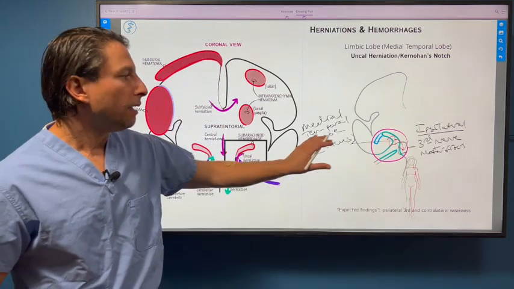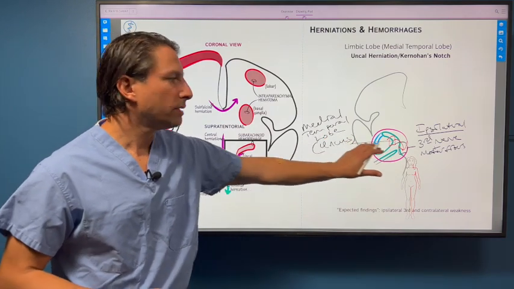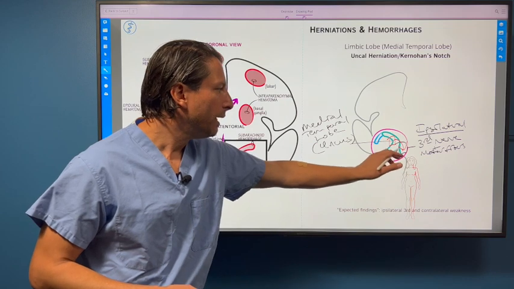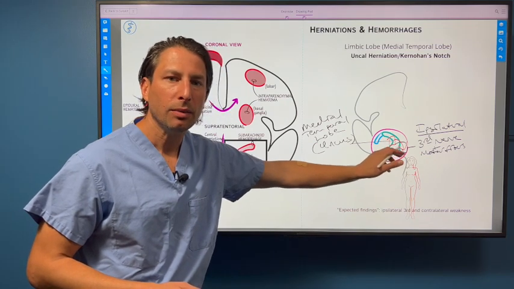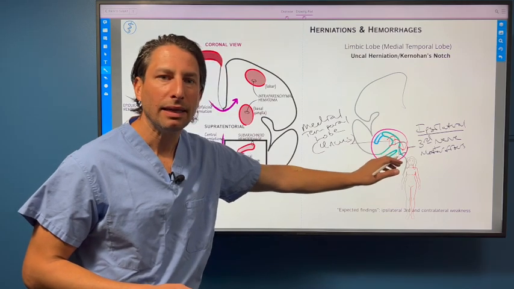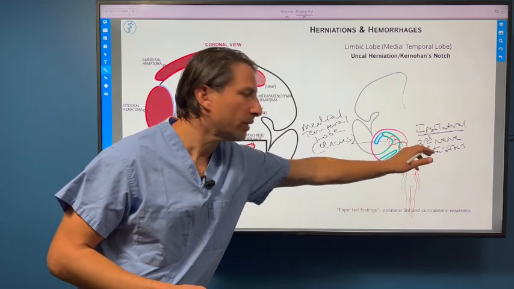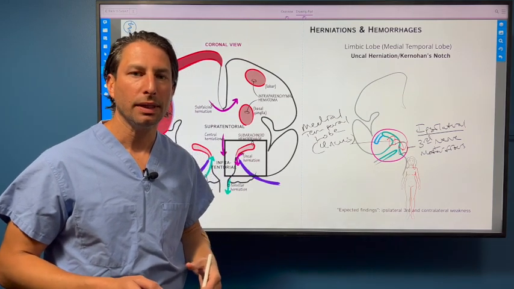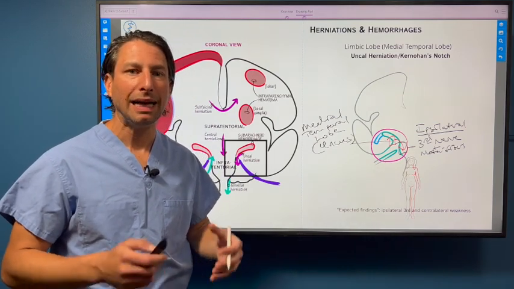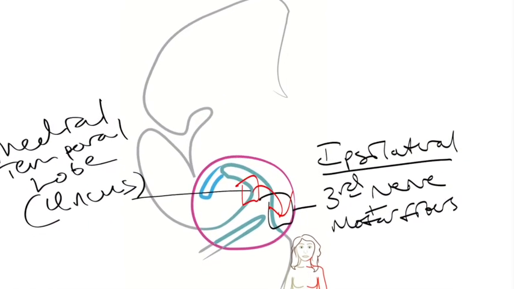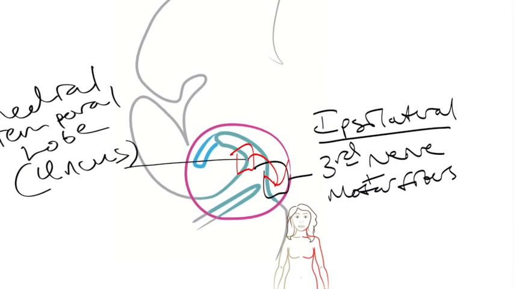So in uncal herniation, the medial temporal lobe, the uncus, herniates over the tentorium and can compress the brainstem. When it does, a telltale sign is compression of the third nerve, so the eye is no longer able to constrict appropriately and it dilates. So a dilated pupil is a good warning sign, or an important potential warning sign, of uncal herniation.